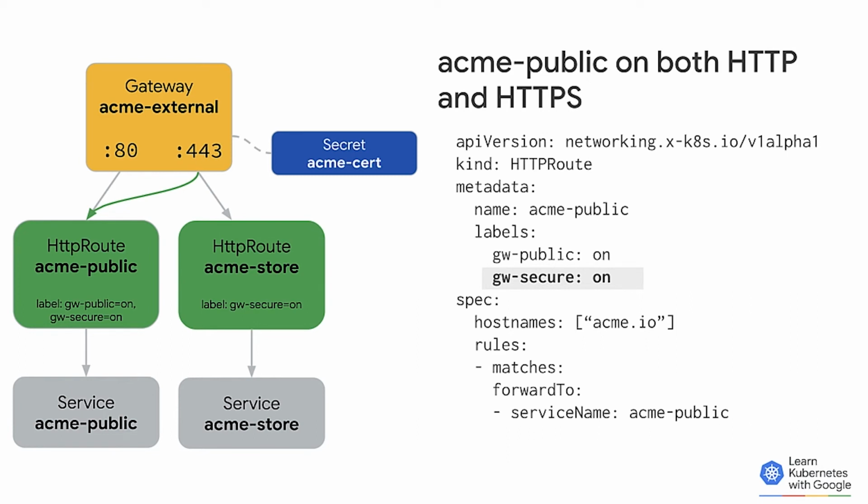We just need to edit the label on acme-public, and now it is selected by gw-secure-on as well as gw-public, and will be available over both HTTP and HTTPS. Note that the store route will still continue to be only served over HTTPS.